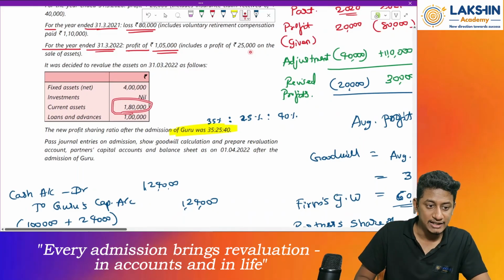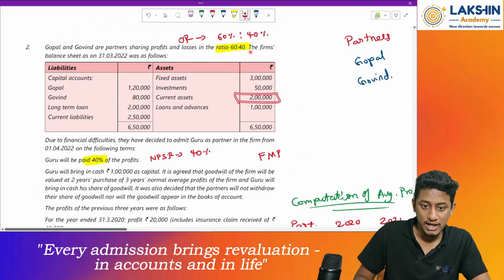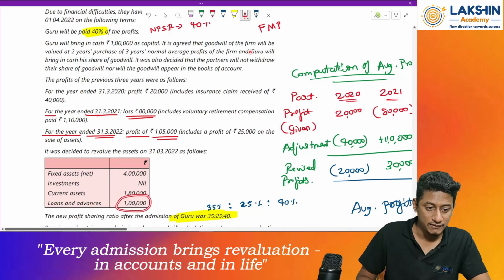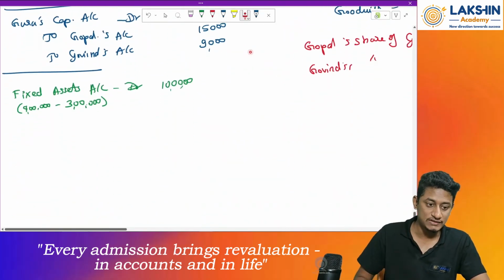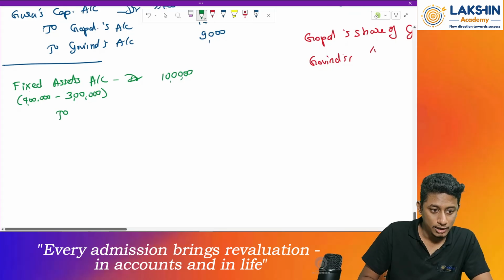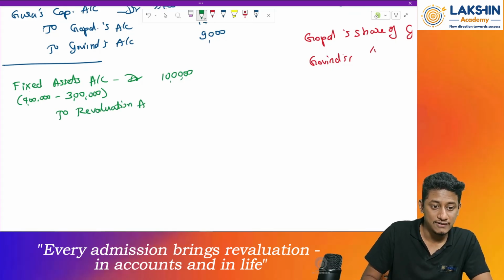Current assets value rupees 1 lakh 80, rupees 2 lakh, it is also decreased. Loans rupees 1 lakh, loan rupees 1 lakh. So therefore there is no increase, right? First of all, finish off this one entry. I will finish off this entry by passing it through revaluation account for rupees 1 lakh only.